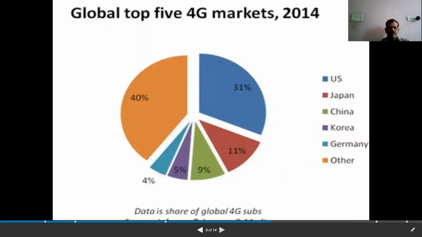Global top 5 4G markets in 2014: US with 31%, 11% in Japan, 40% in other countries, 4% Germany, 5% Korea, and 9% China.